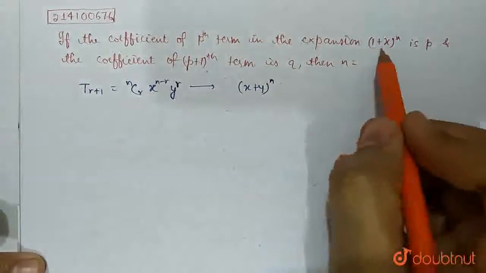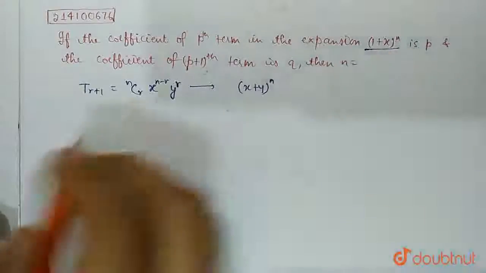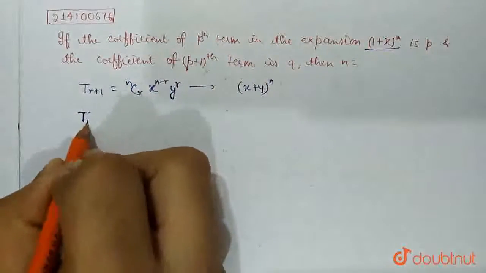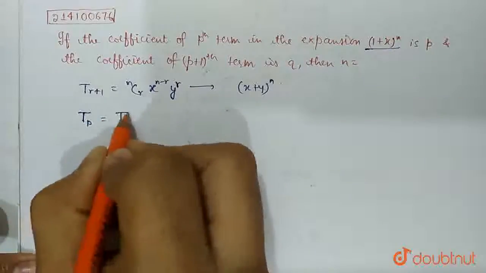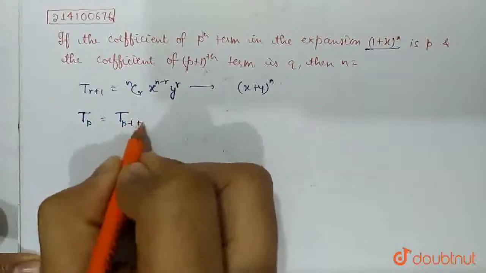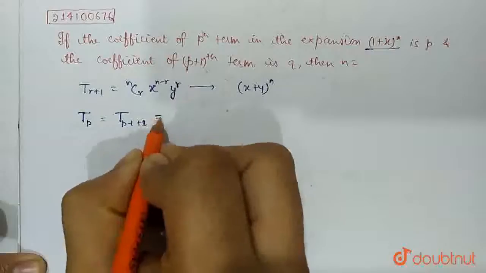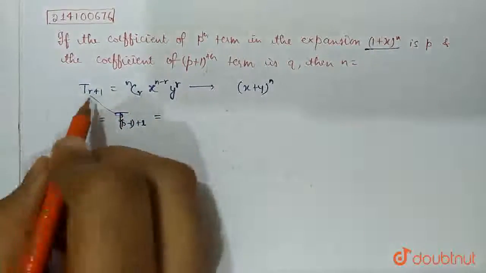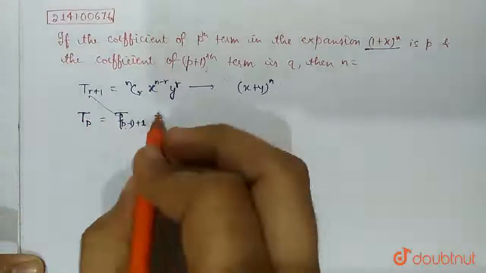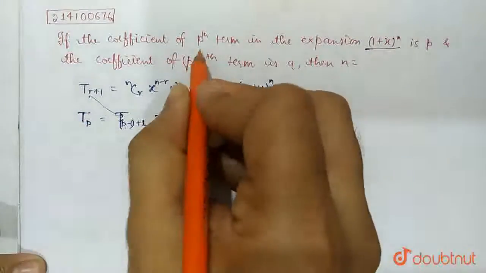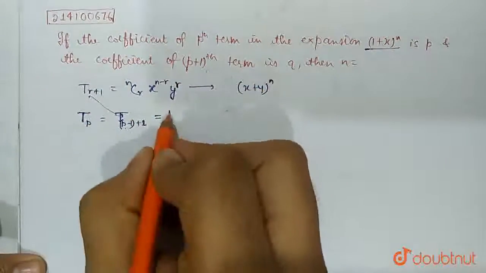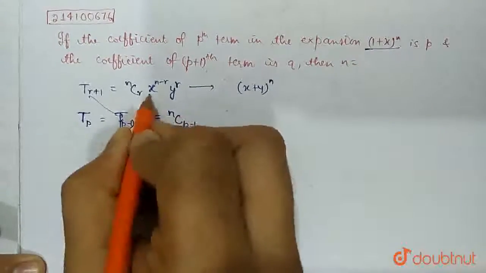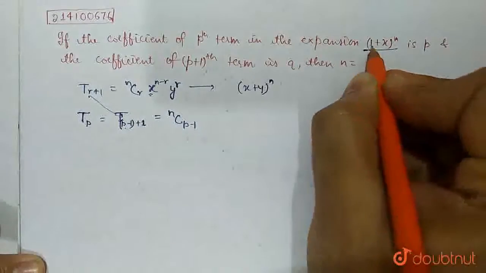Here we are given the expansion of 1 plus x raised to the power n. So what would be the pure term? Tp. That can be written as T p minus 1 plus 1. Okay, so here r is p minus 1. Compared to this thing, r is p minus 1 and n is n. So it becomes nC p minus 1 x. What is x here? 1.